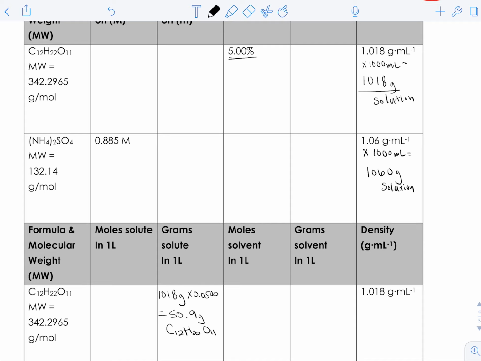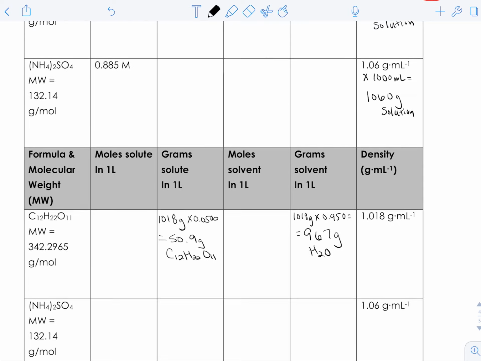And then we could either take that value, subtract it from 1018, or we can multiply 1018 by 0.95. And that will give us our grams of solvent. And our solvent in this case is water.